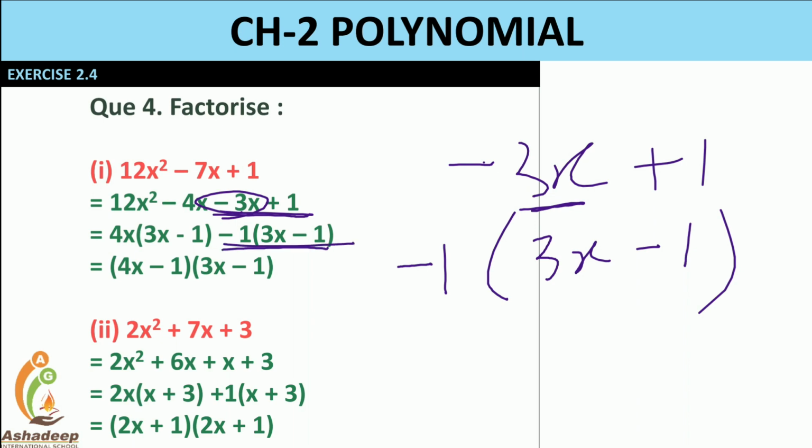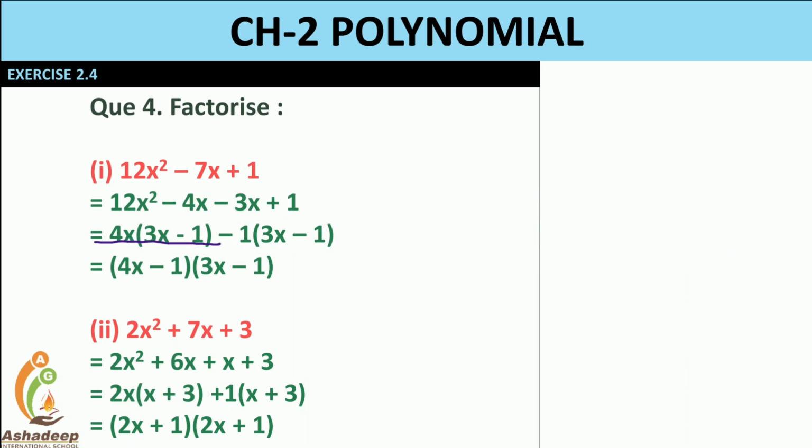So this is 3x minus 1. Now out of these two terms, this is the first term and this is the second term. Out of these two terms, 3x minus 1 is taken out common. So what is remaining is 4x and minus 1. So (4x minus 1)(3x minus 1) is the answer.